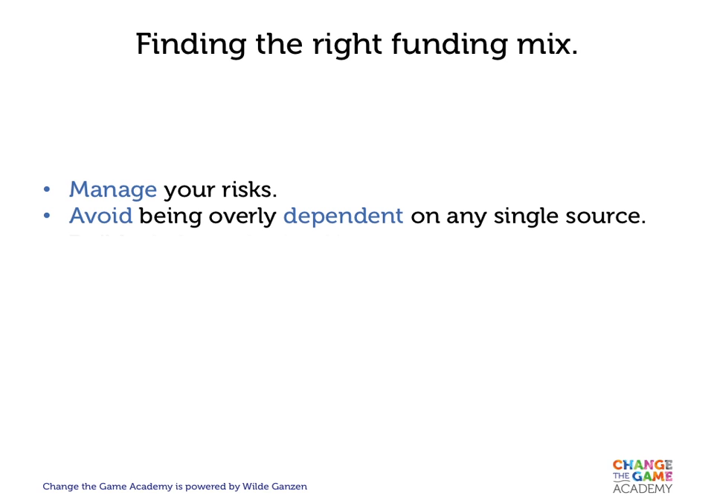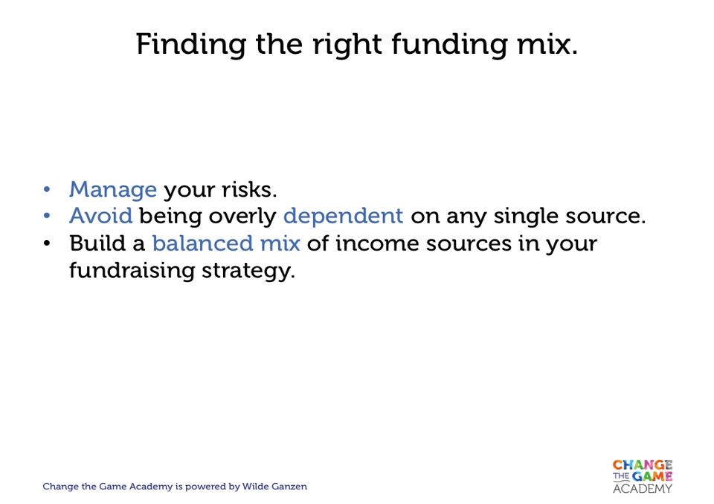So if you have like 70% coming from one source of income, then you know that you are in a bigger risk than when you have spread your income over different sources. So balancing those sources is an important strategy to mitigate your risks for the future and to secure a solid and healthy foundation for your funding income in the future.